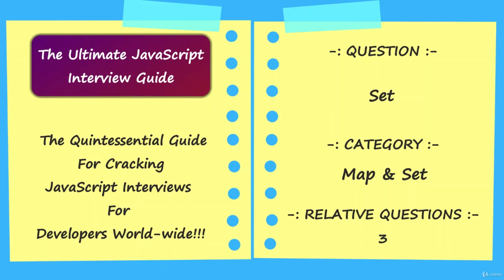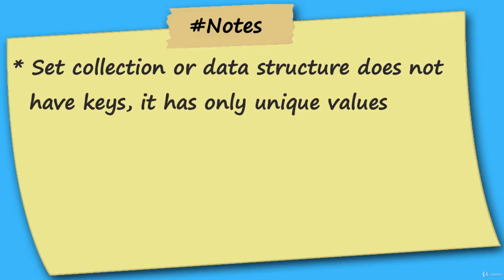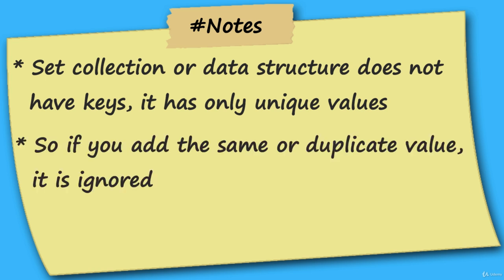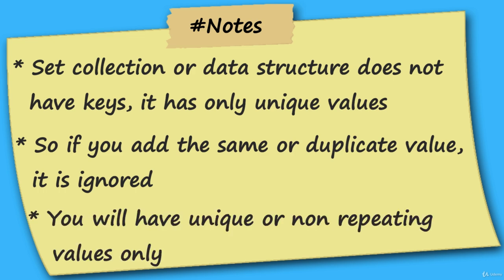In this section of map and set, we are discussing the set. There are three relative questions to this topic. The set collection or data structure does not have keys. It has only values, and that too unique values. So if you add the same or duplicate value, it is ignored. In simple words, it means you will have unique or non-repeating values only.